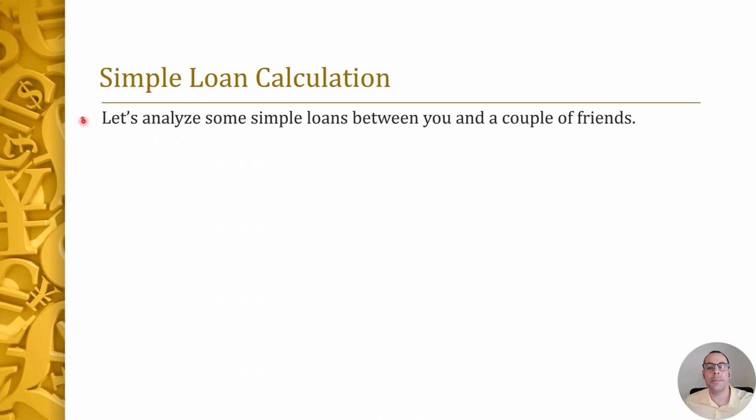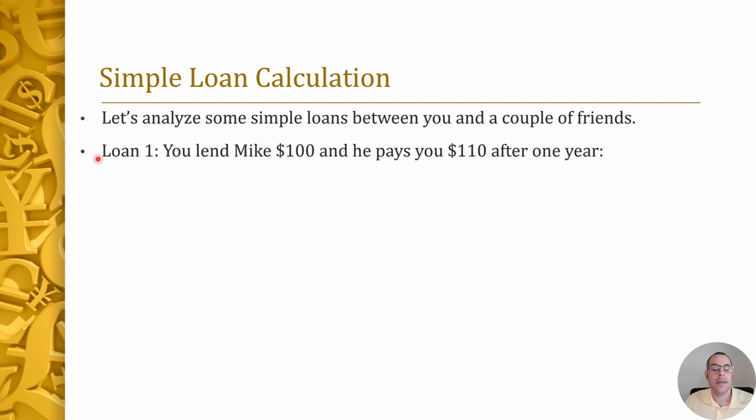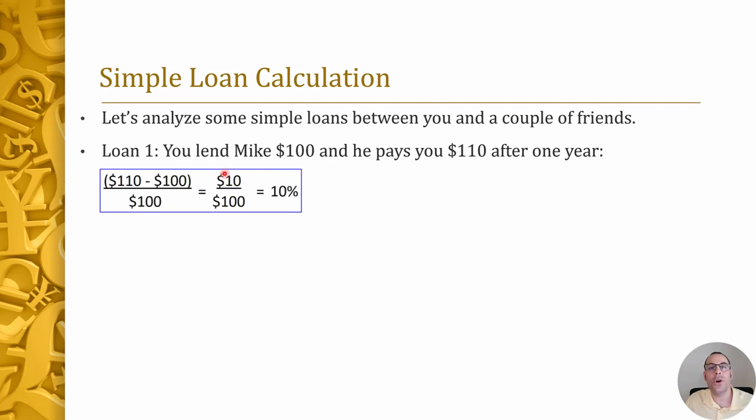Let's analyze some simple loans and calculate the return. Remember, a loan is really similar to a bond, and we can use the same approach when we analyze stocks. So let's say you loan your friend Mike $100, and you require him to pay you $110 after 1 year. So your profit on the investment is $10. So your return is $10, and the original investment was $100. So your return on investment is 10%.